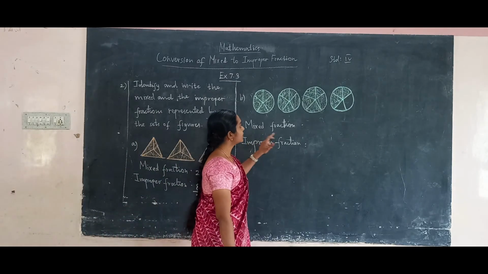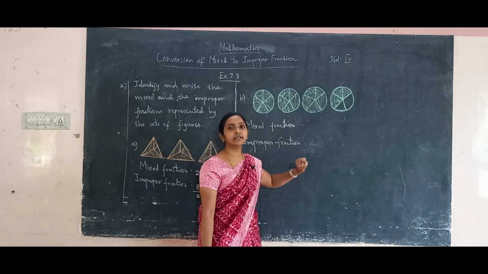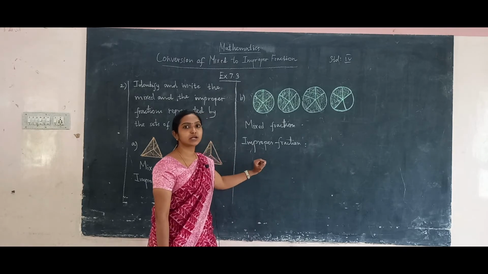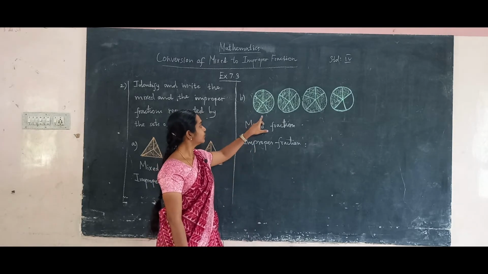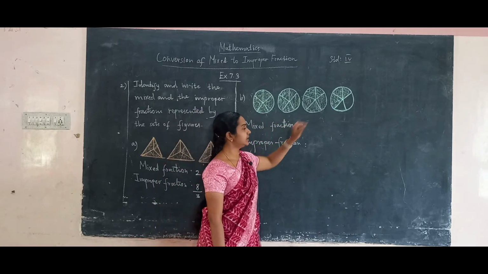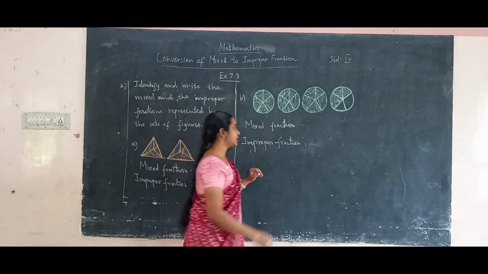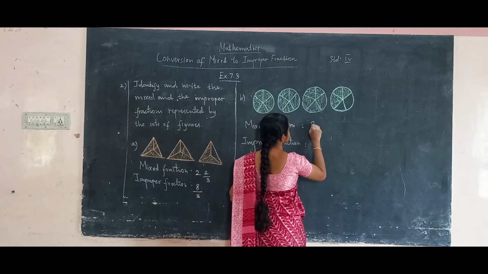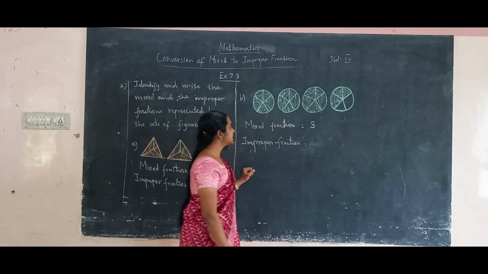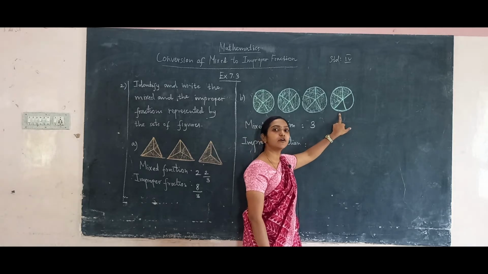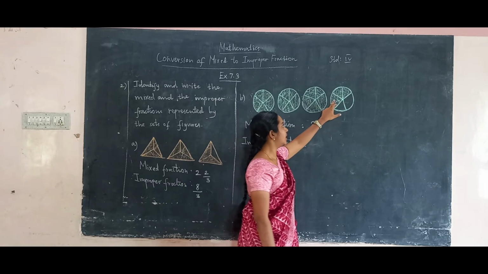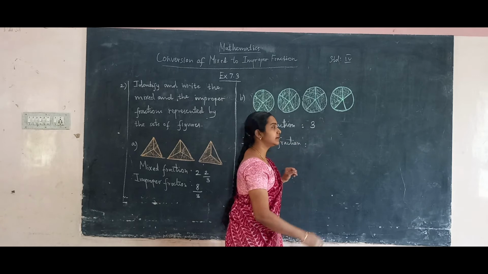Next, for the mixed fraction we have to find how many whole parts are totally shaded, that is, fully shaded. 1, 2, 3. 3 parts are fully shaded. So write 3 as a whole number. Next, you take this part and count how many parts are shaded. 1, 2 and 3. 3 parts are shaded.